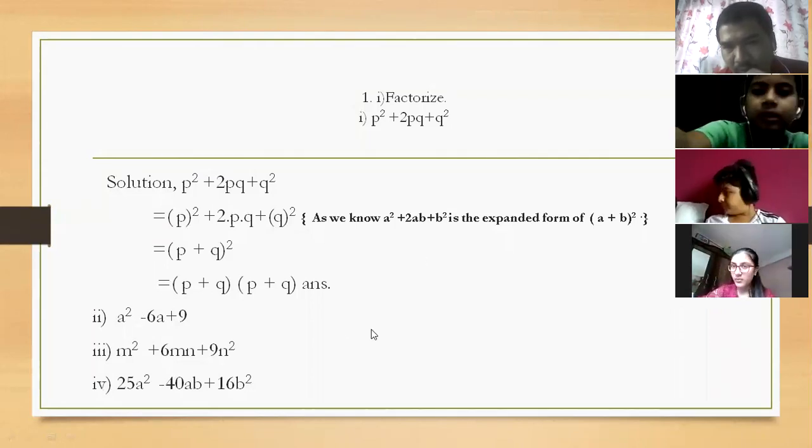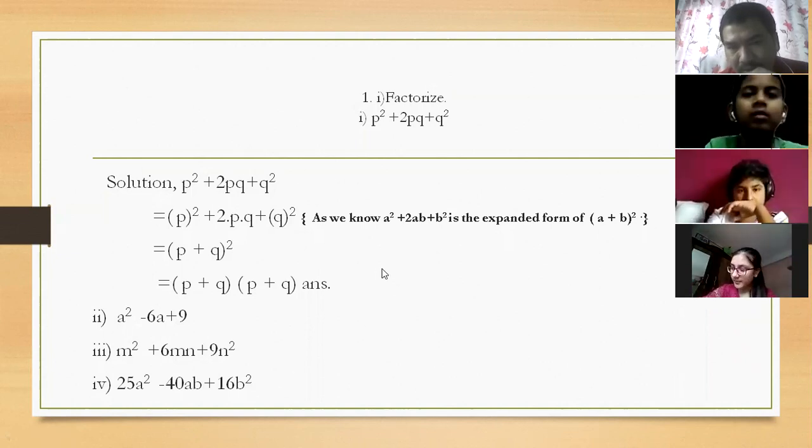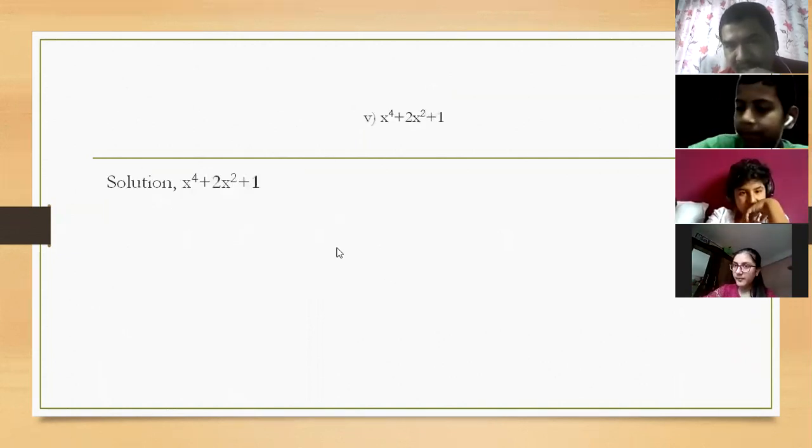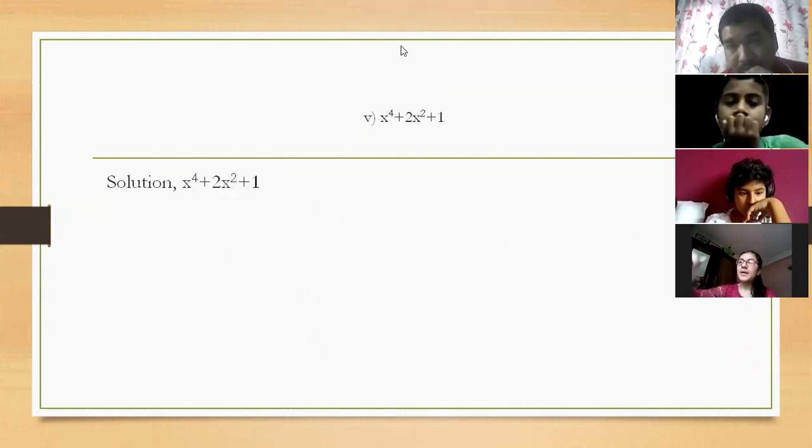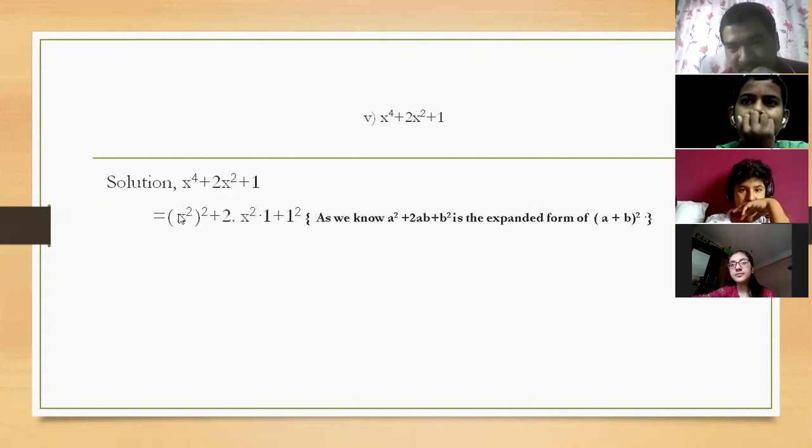Now I am going to show you the next one. Look at it, it is also solved by same way. X power 4, how to write in square? X square in bracket, whole square. Yes, good. Very good. And what is b there? 1. Very good. Now this is in which formula?